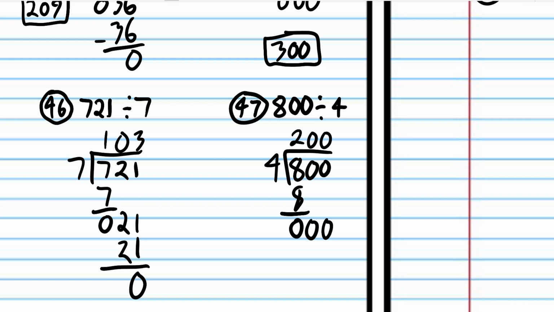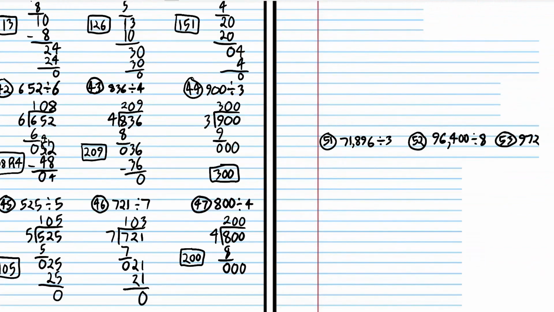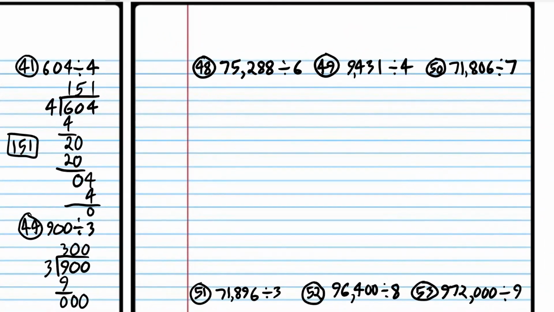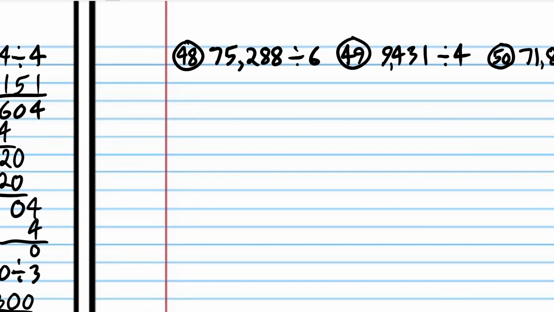All right, so 200 is the final answer for that one, because there was no remainder. All right. Now we're on to 48. So these problems are going to be pretty much the same. The only difference is we have slightly bigger numbers, so you're going to get more practice here. I think this problem is going to have 5 cycles, whereas all the other long division problems that we did before only had 3 cycles.